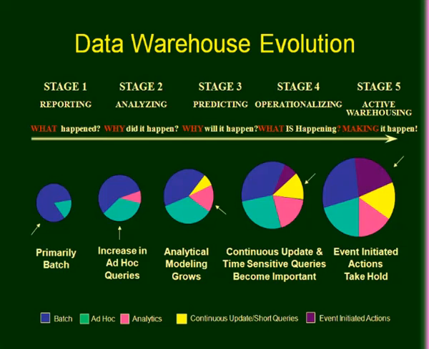So this way the data warehouse has evolved. Then in each stage the functioning is also stated here. What happened is related to the reporting stage. Why did it happen? Analyzing stage. What will happen? Predicting stage. What is happening? Operationalizing. Then making it happen: active data warehouse. So this is how the data warehouse evolved over a period of time.